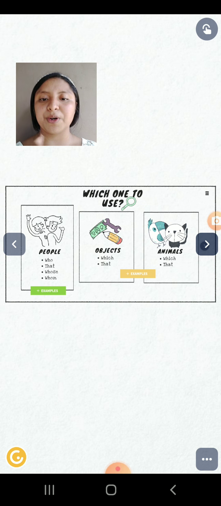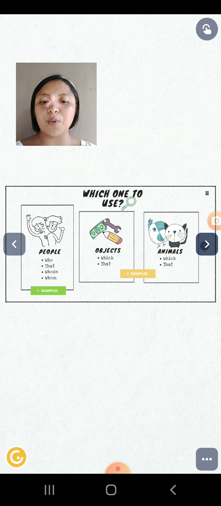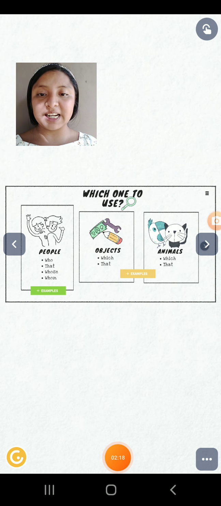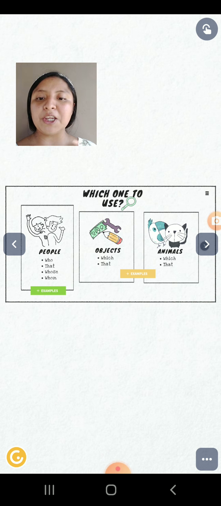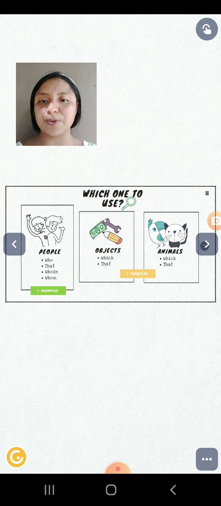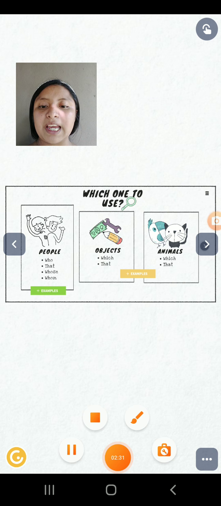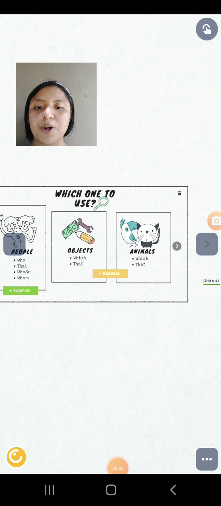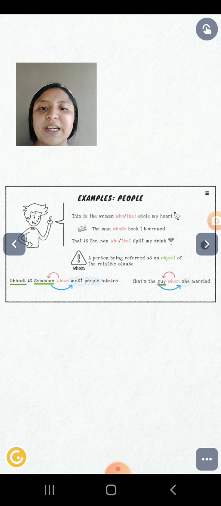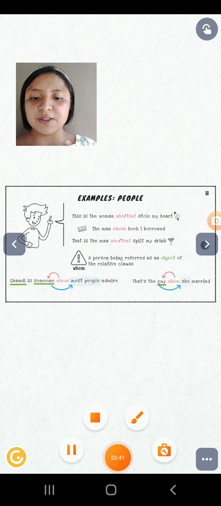For example, here, which one to use? We have relative clauses for people, objects, and animals. In here, we have the ones that we use for people: who, that, whose, and whom. Then let's go to some examples here. Examples of relative clauses for people.